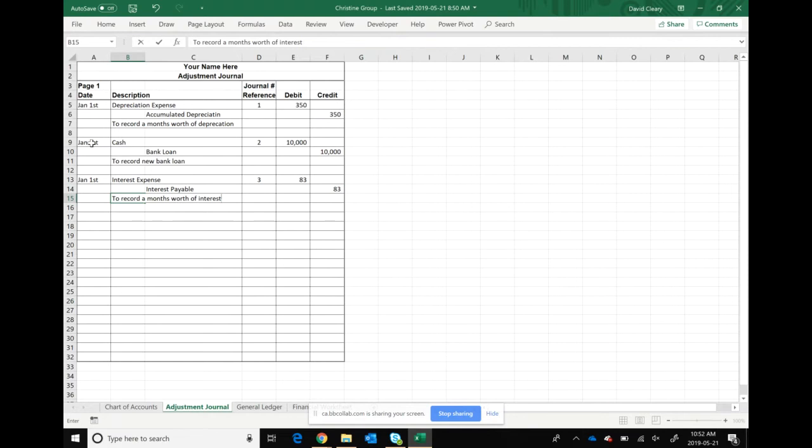Okay. Does anybody have any questions so far? Yes, sir. Based on this calculation, you find what you're paying yearly in interest. You then divide it by 12 months, and that gives you your month's worth of interest.